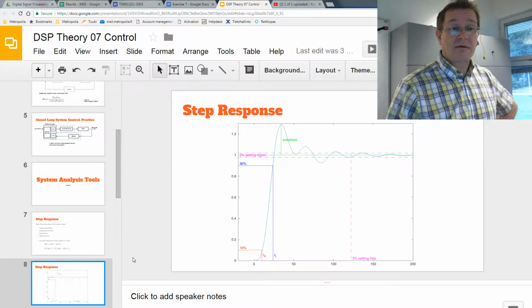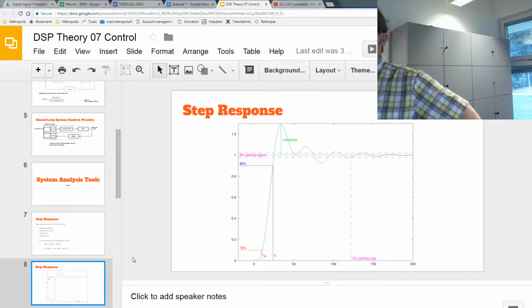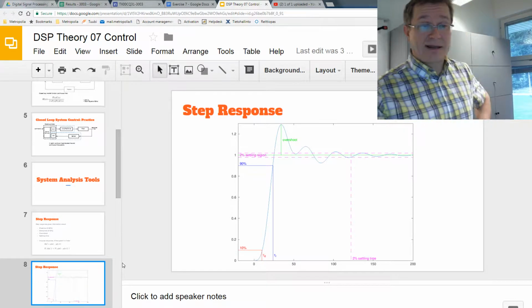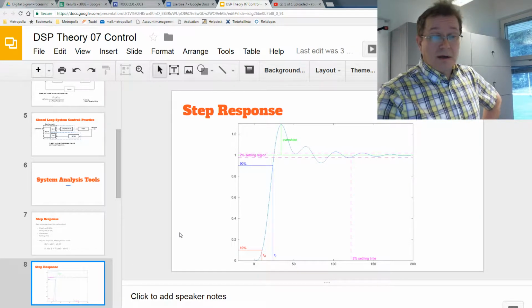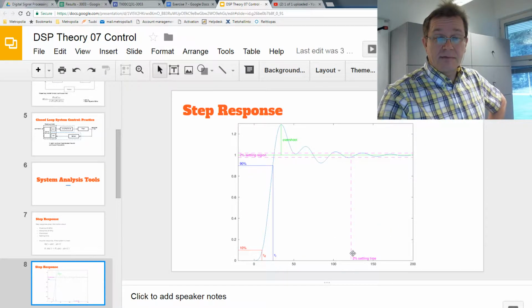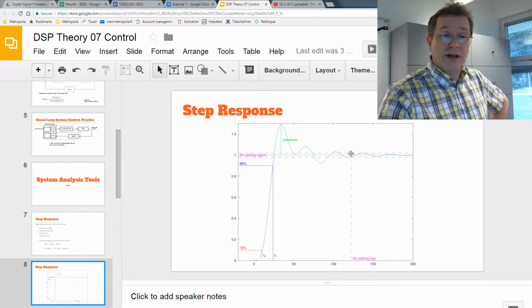this graph. So how much is there overshoot? What is the delay time? What is the rise time of this? What is the settling time for a certain value or certain range?